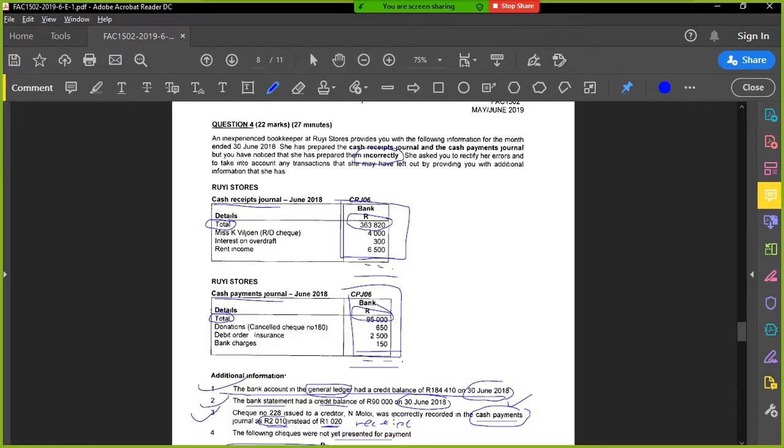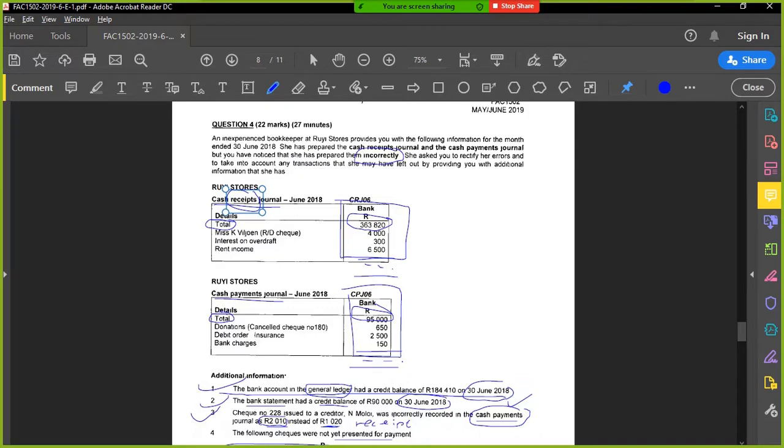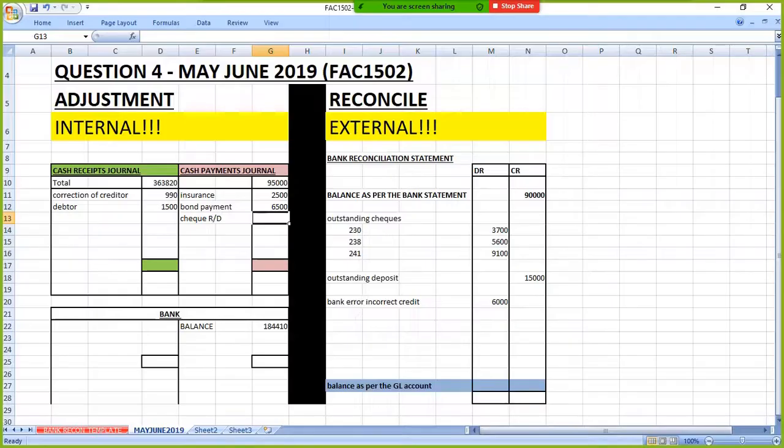Okay, RD check. Do RD checks go to the cash receipts or cash payments? Where do RD checks go? Is that the same as a stale check? No, stale checks are stale checks. RD checks are dishonored checks. Okay. Dishonored checks go where? Cash payments. Okay, check RD. Right, so RD checks go to the cash payments. How much was the cash payment? 4,000. We can tick it. We've now looked at it.